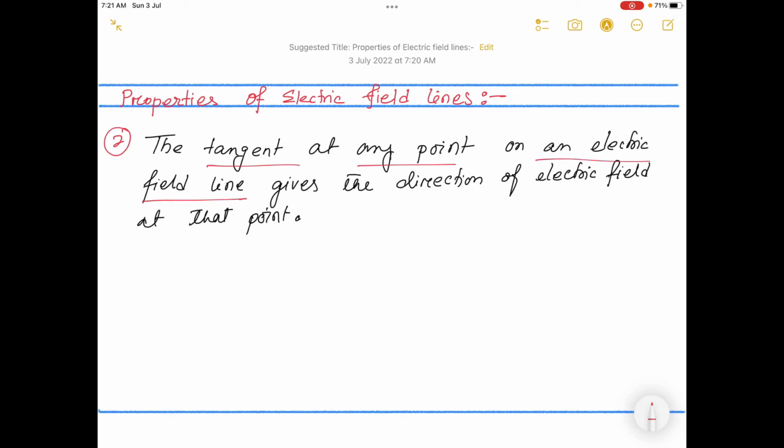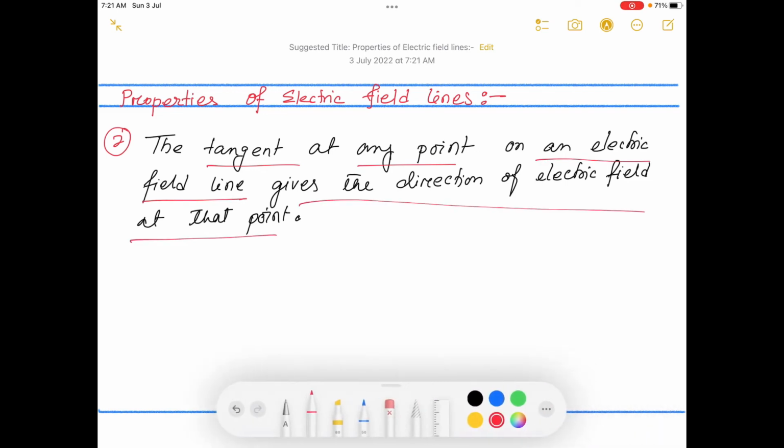This is property number 2: the tangent at any point on an electric field line gives the direction of the electric field at that point. As we have already discussed, suppose this is the positive and this is the negative charge. I am taking one line here, not drawing all the lines. If you take a point P here and draw the tangent from positive to negative, the direction of this tangent gives the direction of the electric field at this particular point P. Okay, so that is the second property.